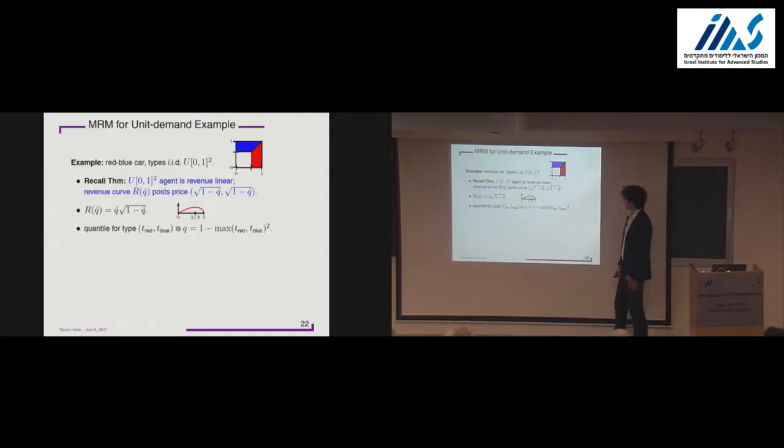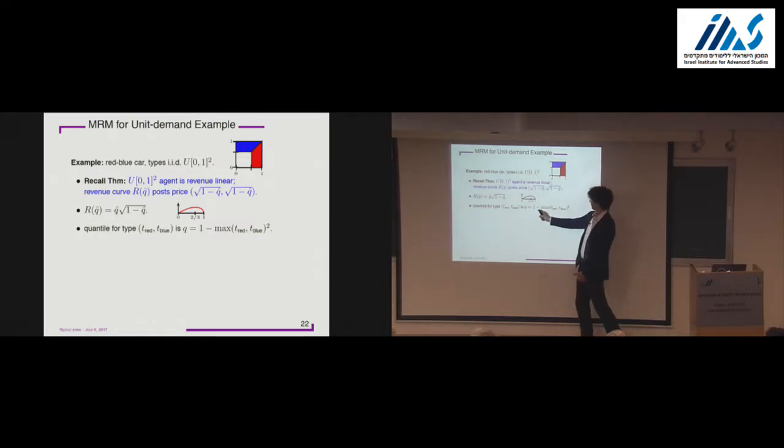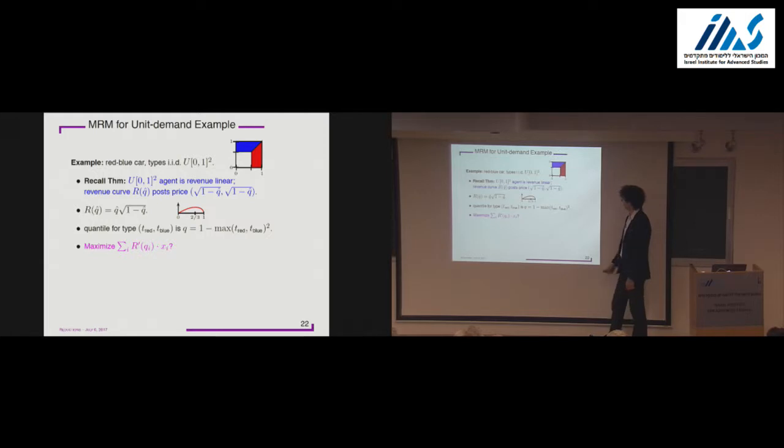So to get a quantile for a type, I just invert the function. I find the highest type I can make where that guy is still served, and that's the quantile of a type. What does it mean to maximize this? Well, serve the players with the highest quantiles subject to a quantile reserve of 2/3, which in value space is square root 1/3.